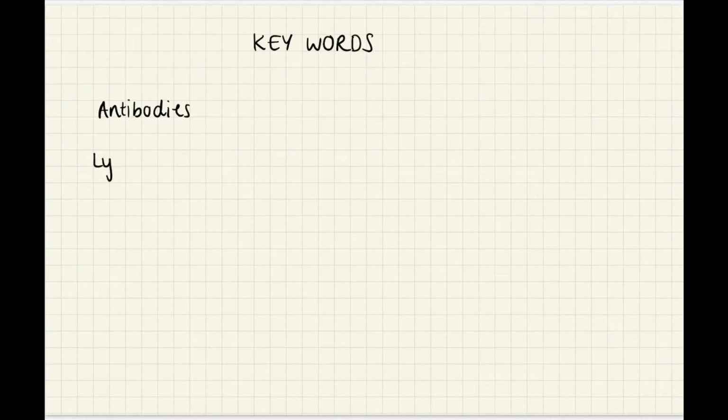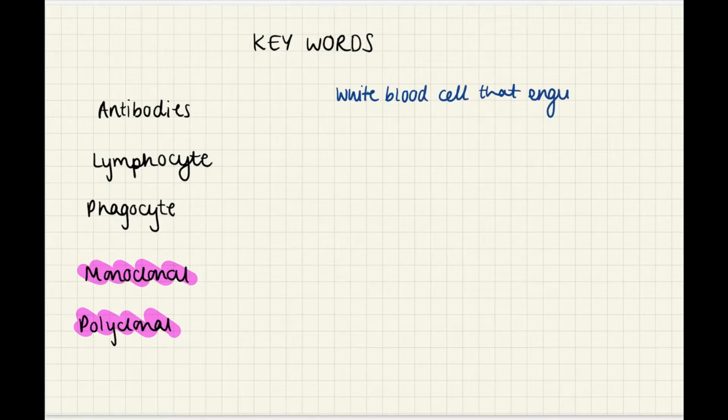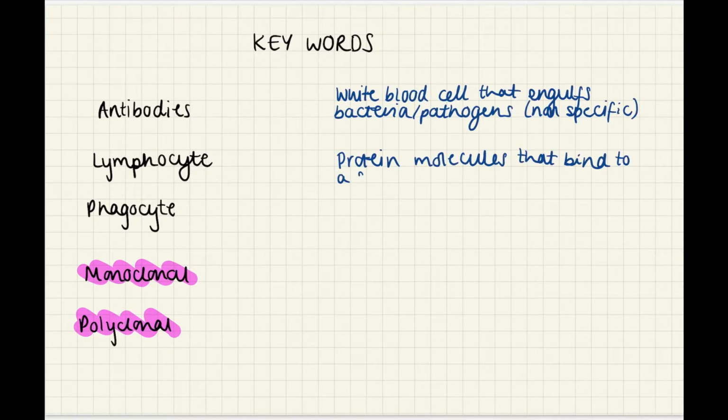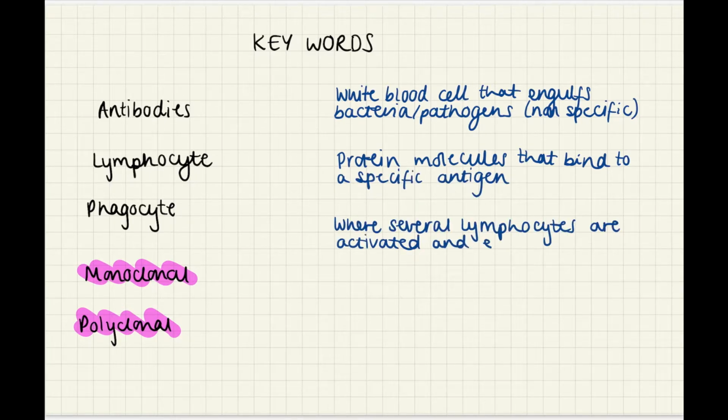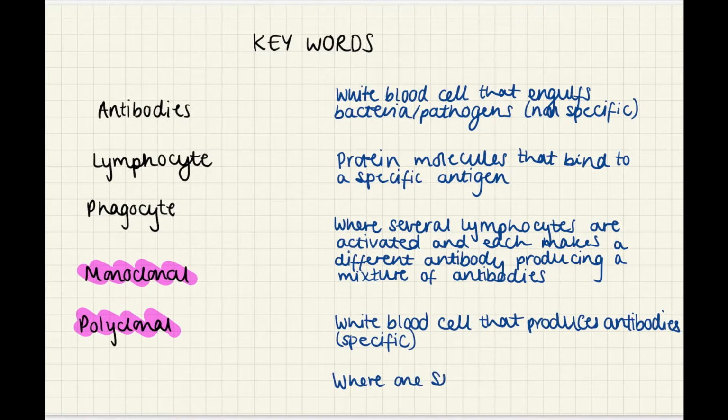Because we've used lots of new terminology recently, I just want to do a task where we match up some words to their definitions, so please complete these in your book. We need to be able to define antibodies, lymphocyte, phagocyte, monoclonal and polyclonal. So antibodies, lymphocyte, phagocyte, I think you'll be able to do quite easily. And then the new ones that we need for today, monoclonal and polyclonal. So pause the video and give them a go.